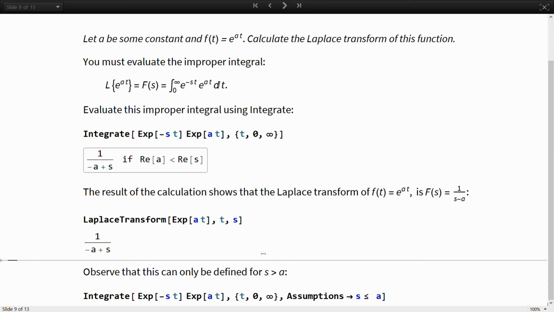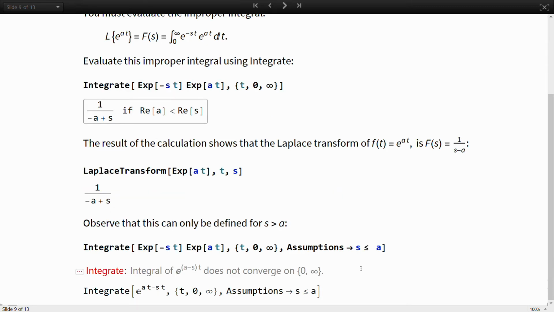Notice that this transform is only defined when s is greater than a. Integrate will give a warning message saying that the integral does not converge if s is less than or equal to a. We can see why this must be true. If s were to be less than or equal to a, then the exponent in the product of e to the a times t times e to the minus s times t would be positive or 0 when t is greater than 0, so the integrand would grow exponentially as t increases, which would make the integral not converge.